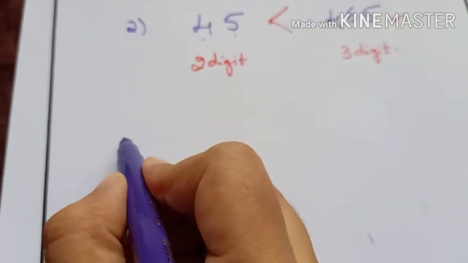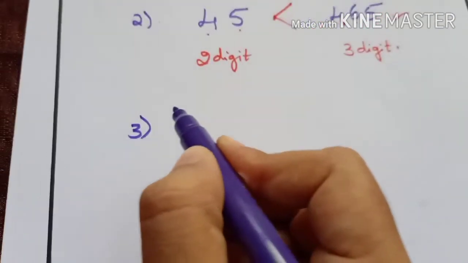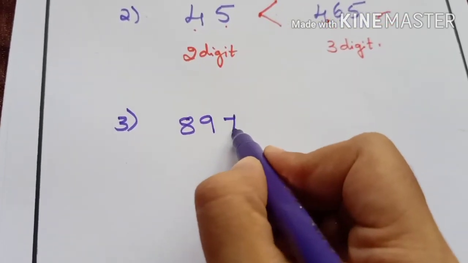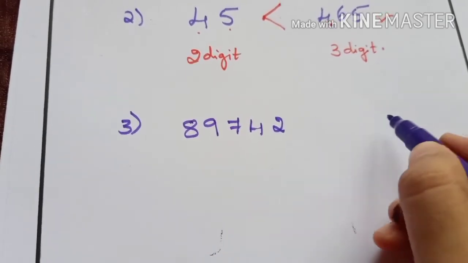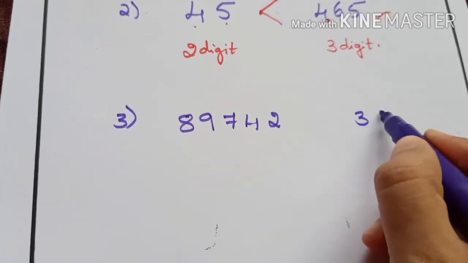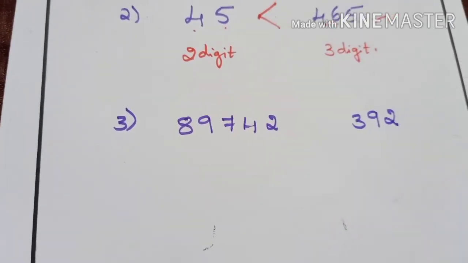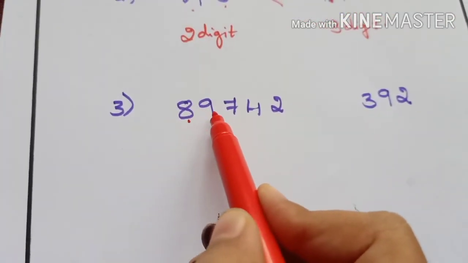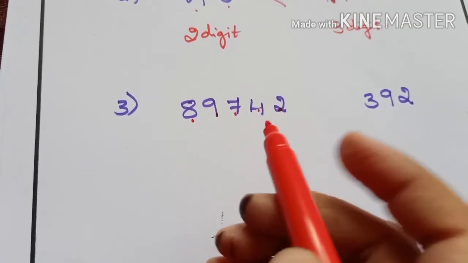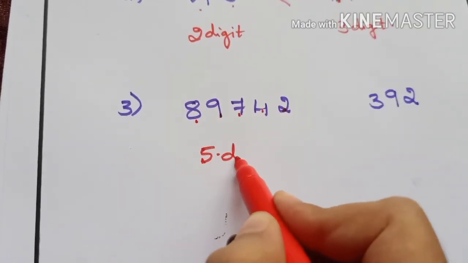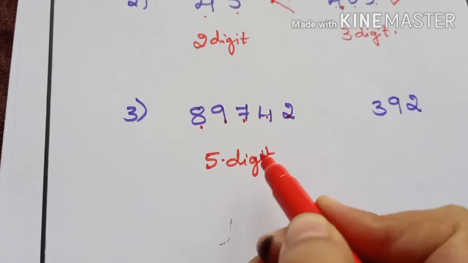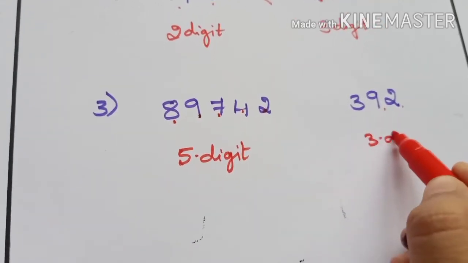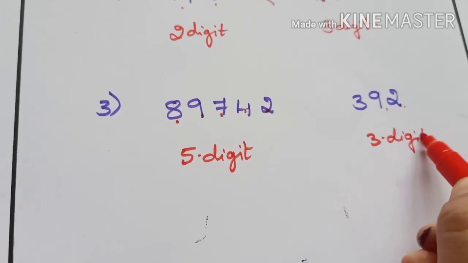Let me consider one more example. Example 3. 89,742 and here it is 392. Yes, check the number of digits on both the sides. Here 1, 2, 3, 4, 5. So it is a 5-digit number. And here 392. It is a 3-digit number.